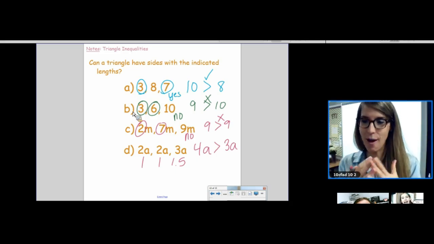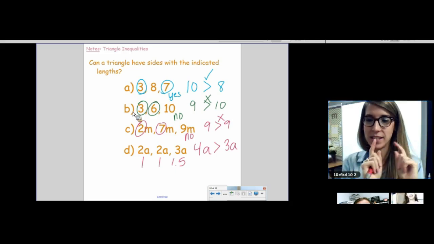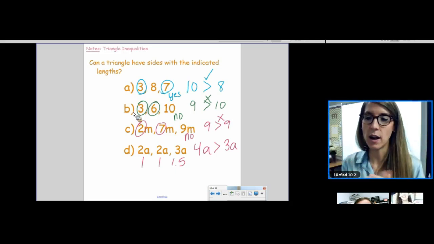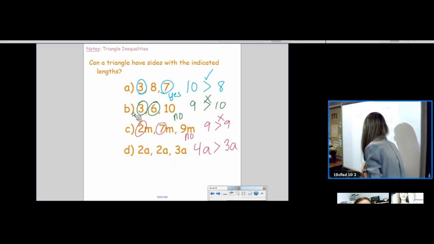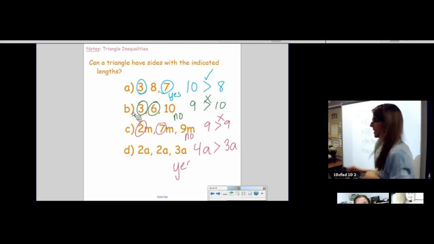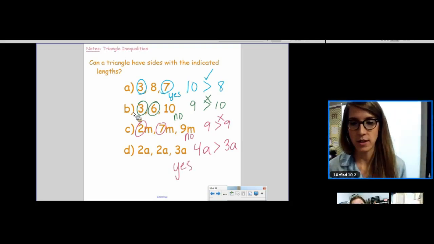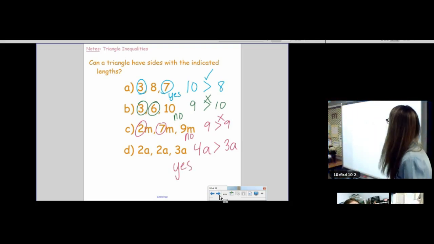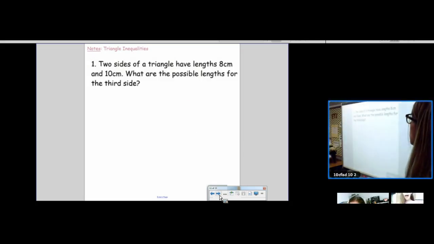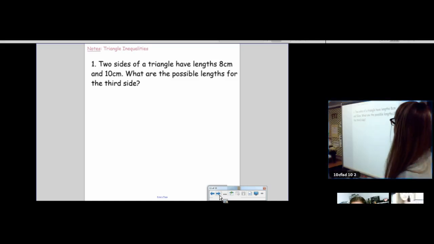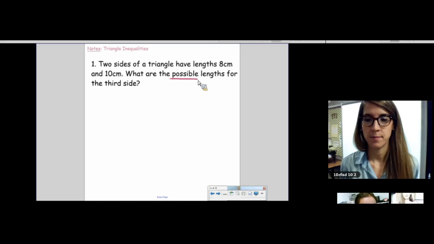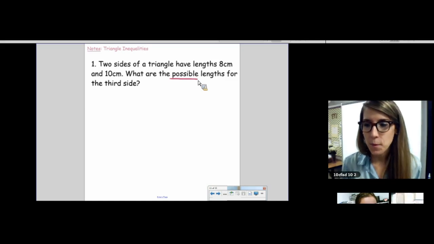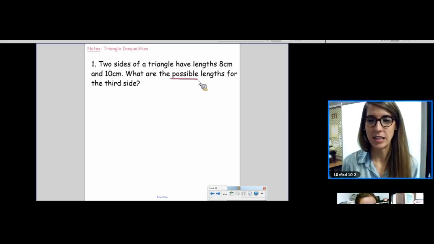Now, the sides will get smaller if you multiply them by a fraction, but the sum of those first two sides will still be greater than the third one. Okay? So the answer is yes, no matter what. And we're restricting a to be greater than 0. Okay? Try some more. Two sides of a triangle have lengths 8 and 10 centimeters. What are the possible lengths for the third side?